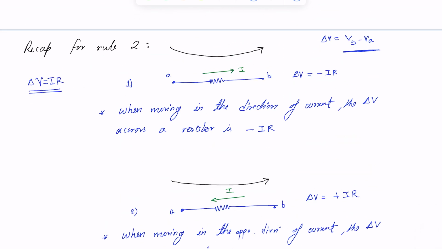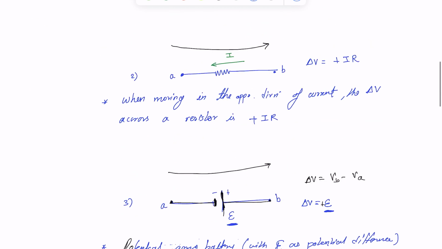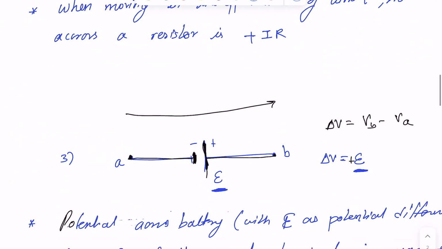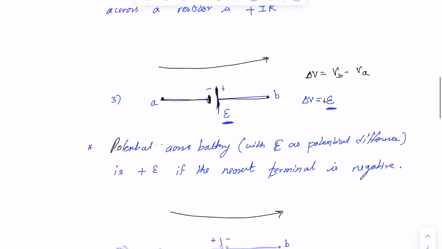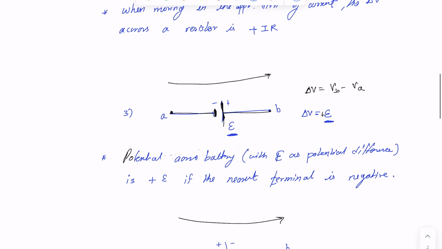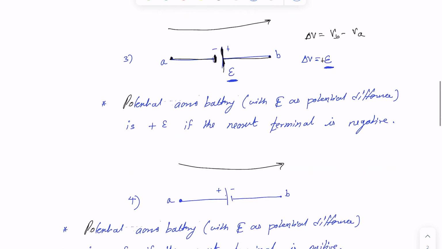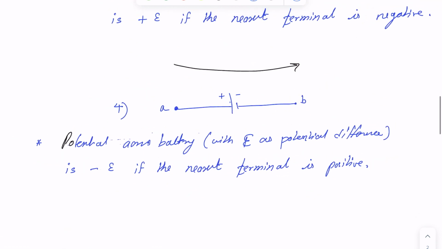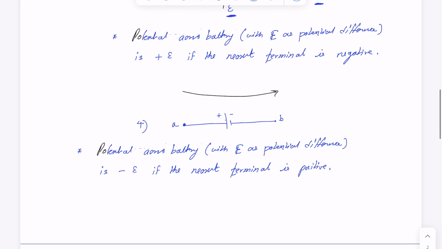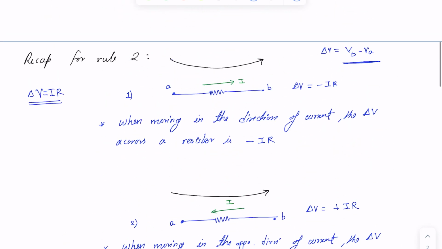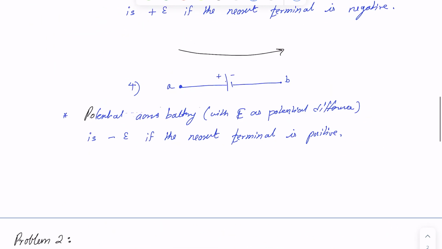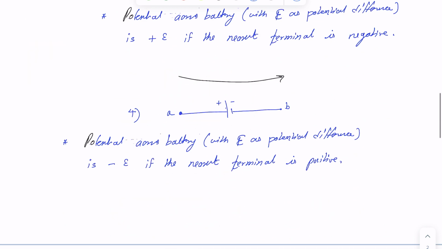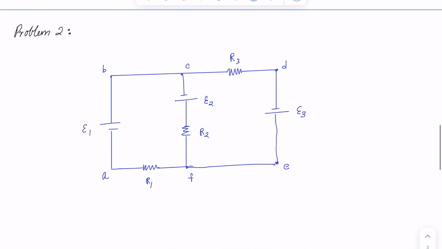So you can just say that when you're traversing a circuit and you're moving in the direction of the current, delta V across that resistor will be minus IR. When the direction of the current is opposite, it's plus IR. When you're coming in from the side of the negative terminal, then delta V is positive epsilon or positive V, depending upon what the potential difference is. When you're coming in from the side of the positive terminal, then the potential difference is minus epsilon. So if you remember these 4 points, there are these 4 combinations, writing down equations for rule 2 will be really easy, and that is exactly what we are going to do now.